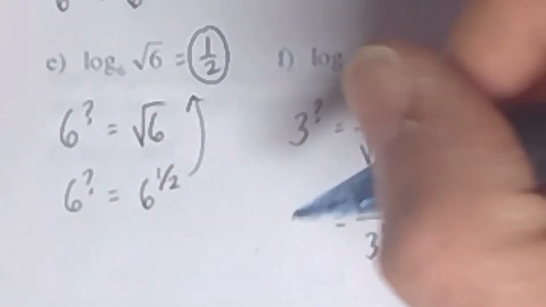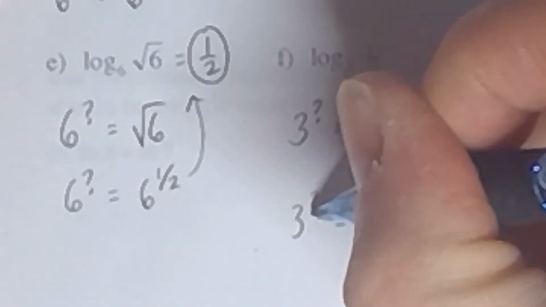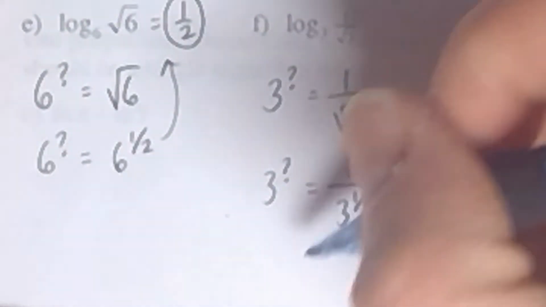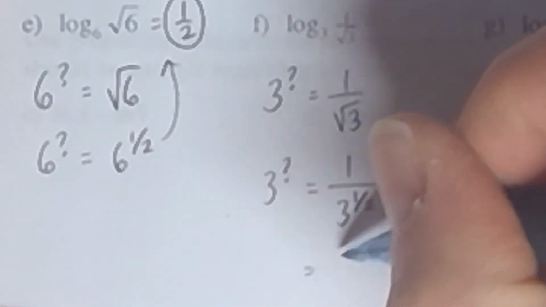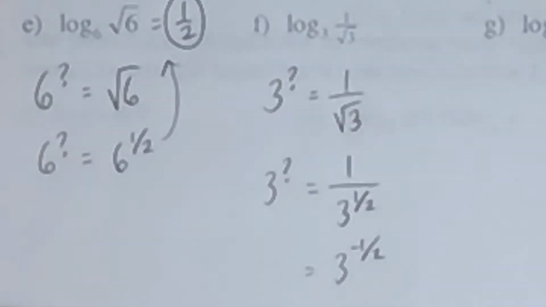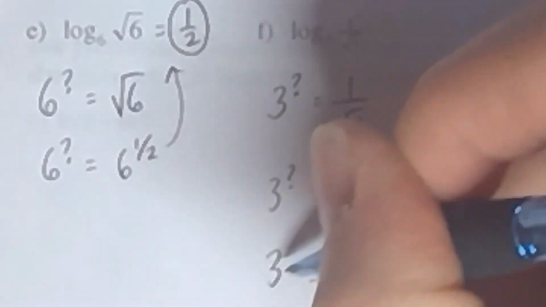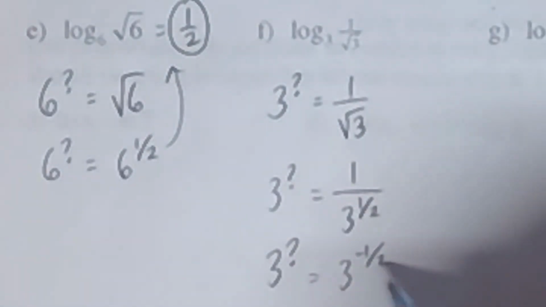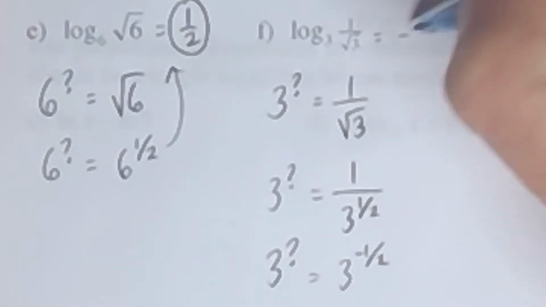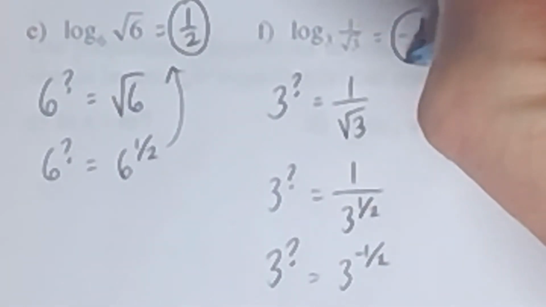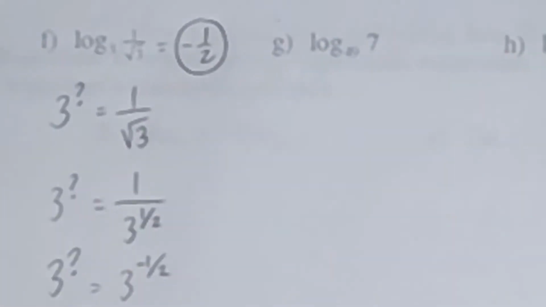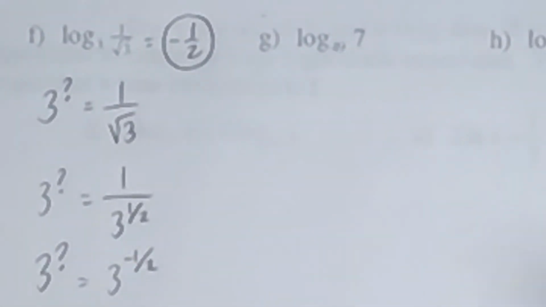But they don't want that 1 there. They just want to have 3 to a power. So as you guys now know, 1 over 3 to the 1/2 is the same thing as 3 to the negative 1/2. So the missing exponent must be then negative 1/2. Let me write that down and circle that because that's the answer. The exponent is the answer. All right, next one. Same idea here.